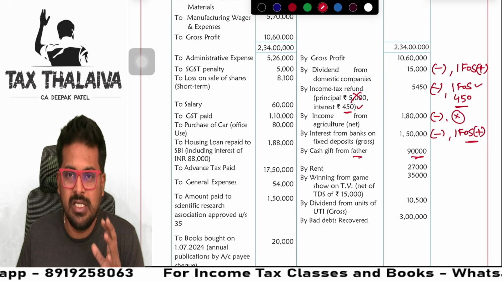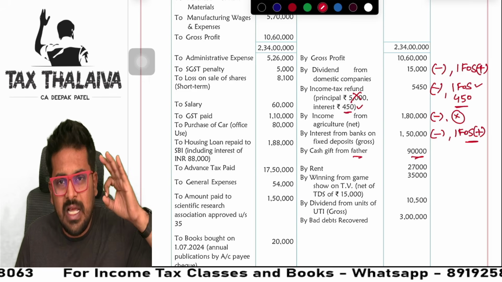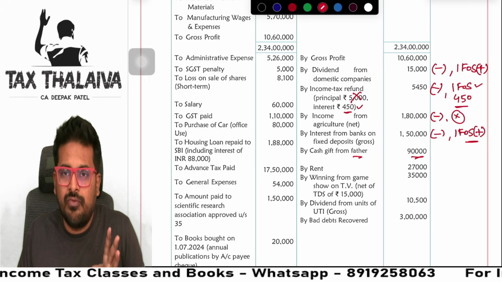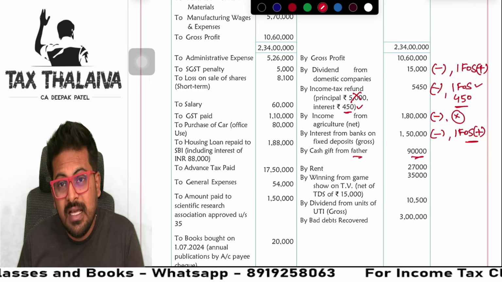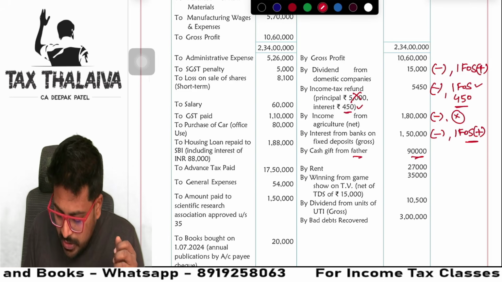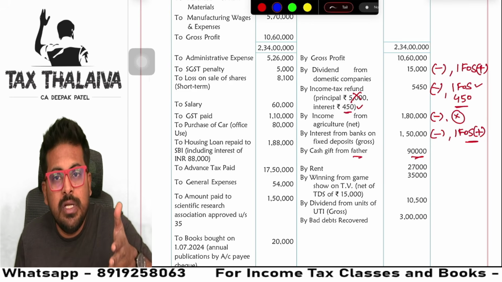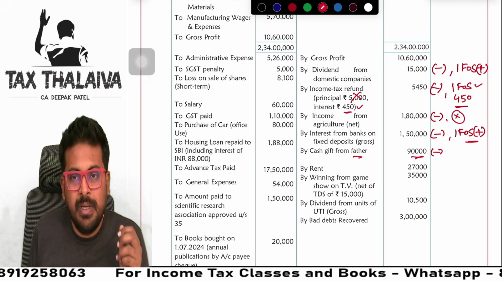Guys, think logically. Father is a relative. I do not deny. Totally agree with you. Father is a relative. And relative gives any kind of gift. It is not taxable under Income Tax Act. But guys, is it taxable under PGBP? No. Then how are you showing this 90,000 rupees under PGBP? Wrong, right? So what I will do, I will reduce this income from PGBP.